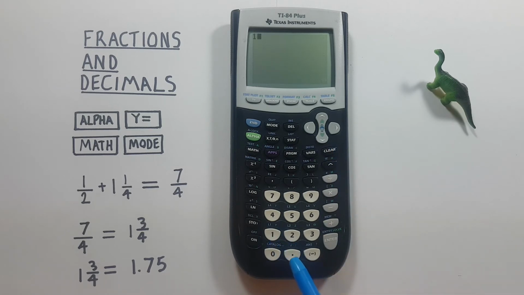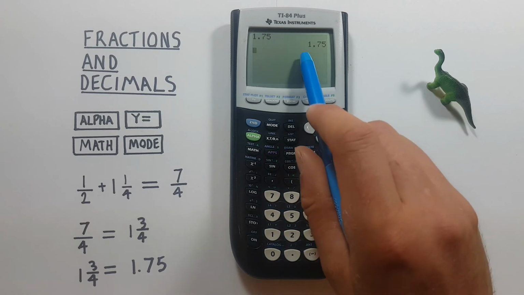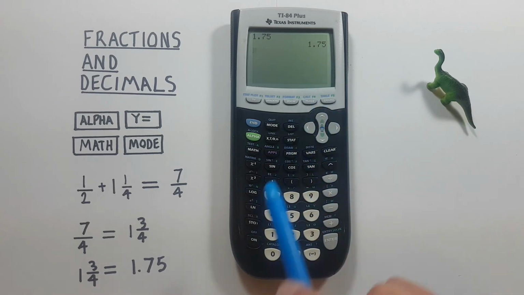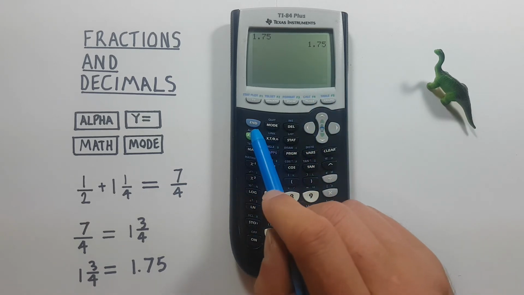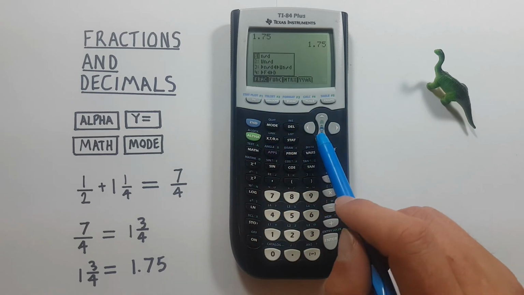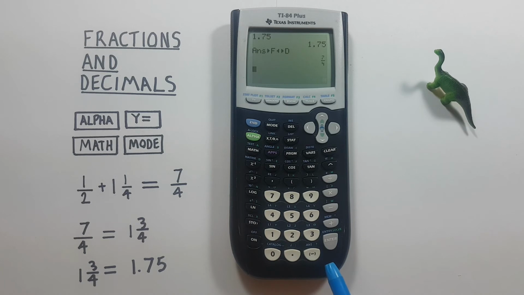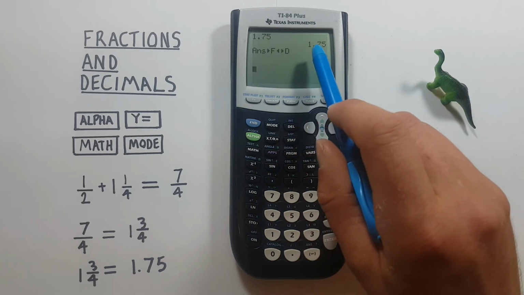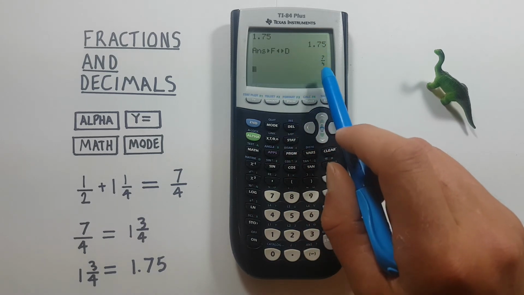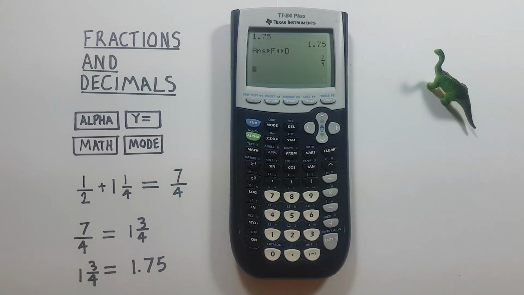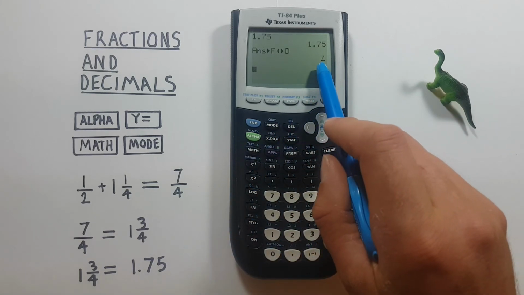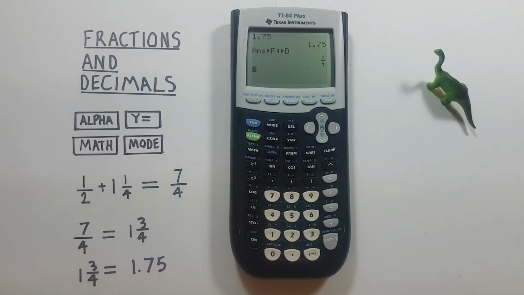Let's say we had a result of 1.75 and we wanted to convert this to a fraction. Well, we go back to that menu, alpha, y equals, scroll down to the fourth option again, press enter, and you see we convert that decimal into a fraction. Now you can see this automatically gives us a fraction and not a mixed fraction.